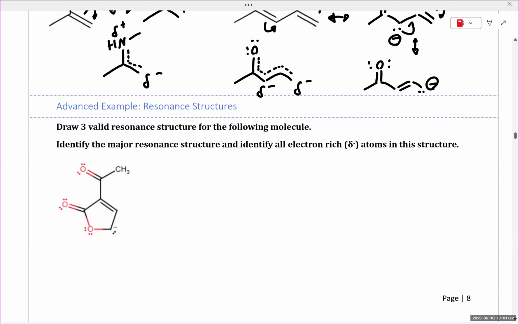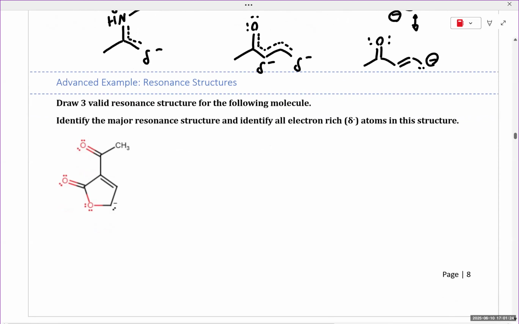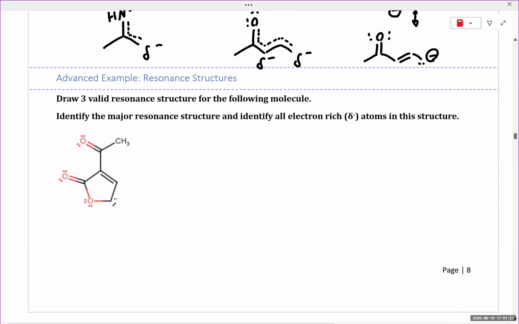Let's look at an advanced example where we're going to draw some resonance structures for the following molecule. We're going to identify the major resonance structure or structures and identify all electron-rich atoms. I'd like you to pause the video at this time, and then we'll work through this example momentarily.